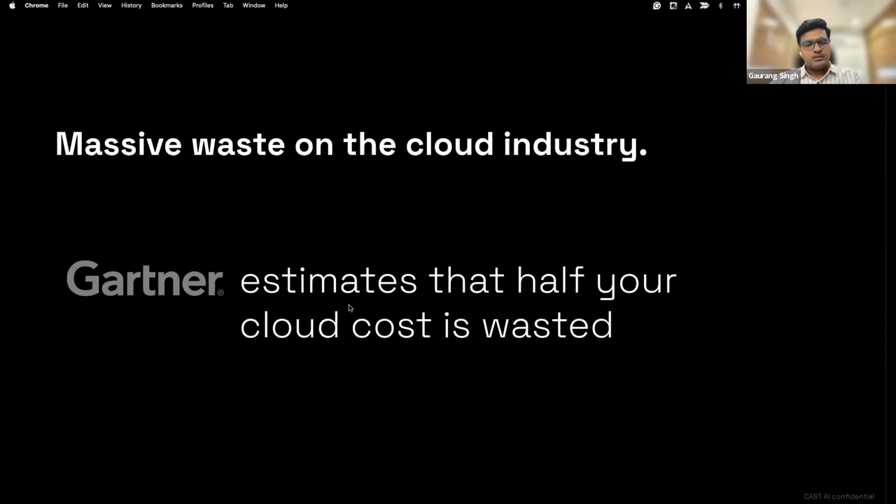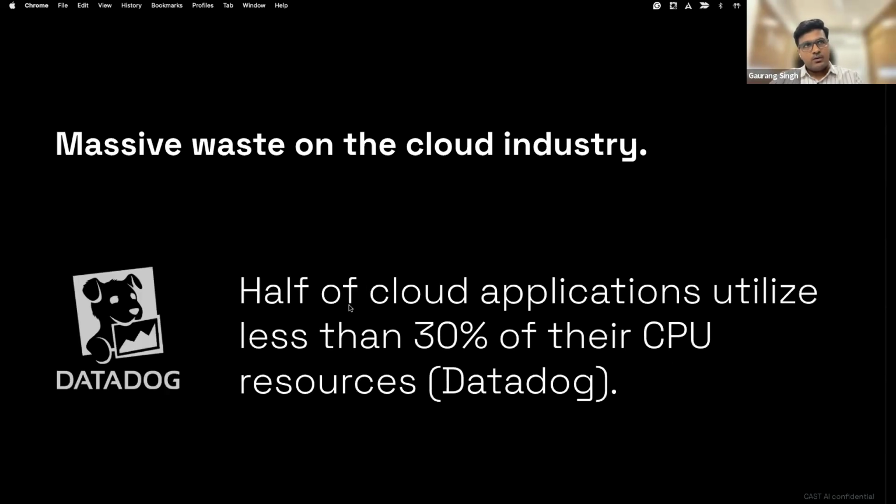The scale of the problem is massive. We did analysis and Gartner came out with a statement that half of your cloud cost is wasted, especially the compute cost. Whatever you're paying to the cloud provider for compute, almost half of it is wasted. Datadog also released a statement that for the applications you are provisioning in your Kubernetes cluster, half of them are using only 30% of their CPU resources. So that is what the generic picture looks like.